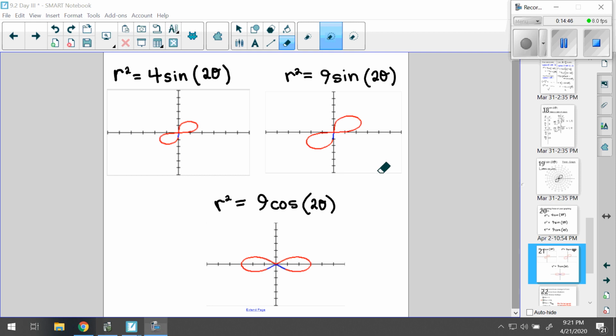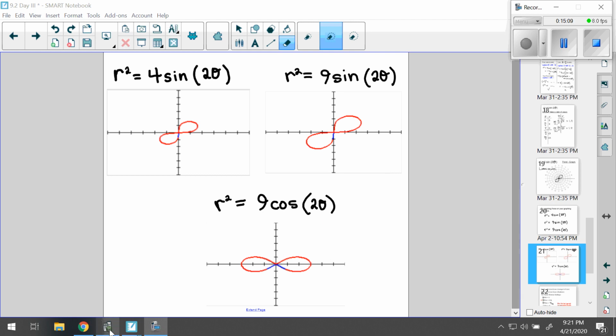So the issue is on our calculator, we just have r equals. We don't have a choice for r squared equals. So we're forced to tell it what r equals, not what r squared equals. Well, if we know what r squared is, we can certainly find r, can't we? Just take the square root. Now the problem is those equations, while very, very similar, are not exactly the same.